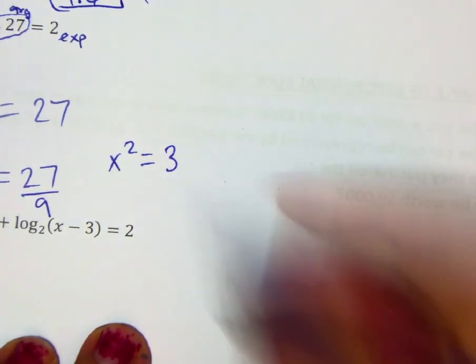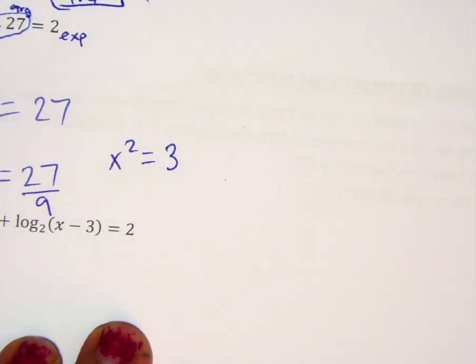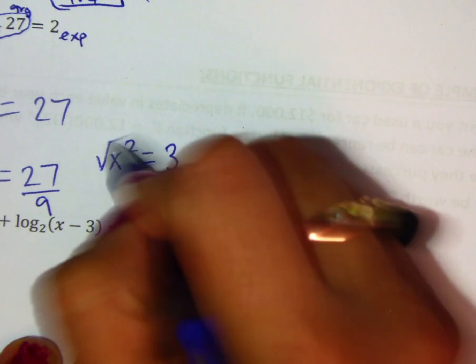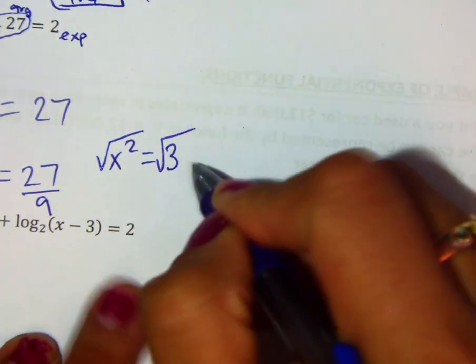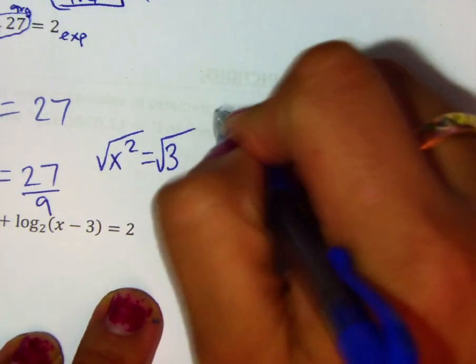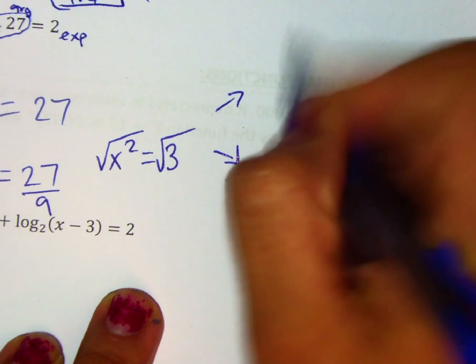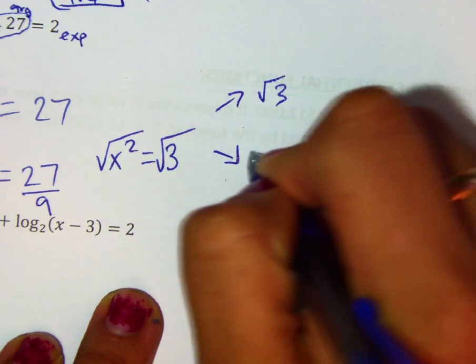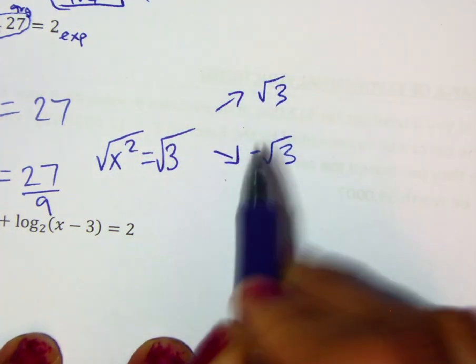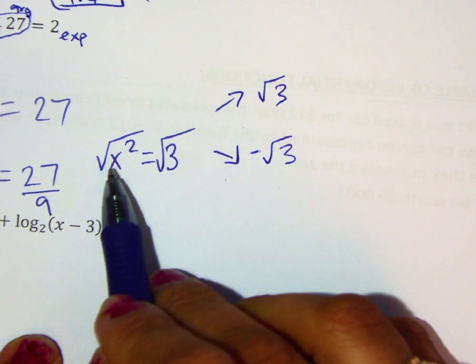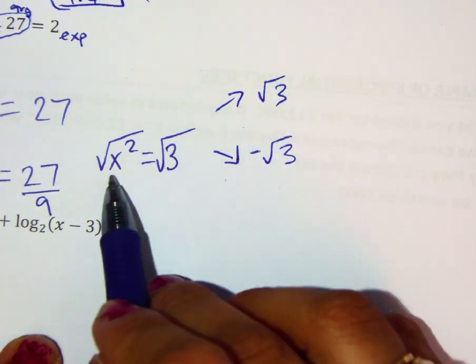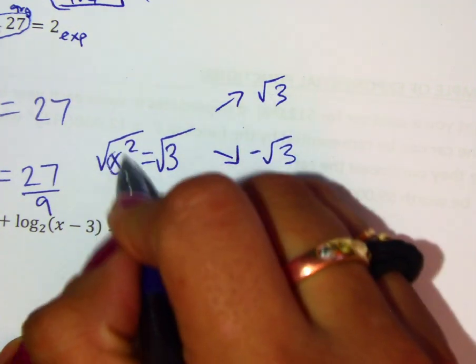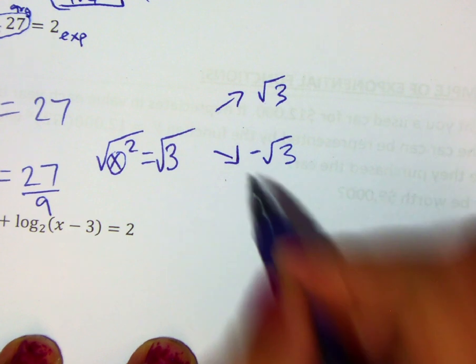To solve for x, we need to undo the squaring, so that will be done through the square root. And when we do the square root, we need to remember that there is a positive and negative answer. There's a positive square root of 3 and a negative square root of 3. Negative times negative is positive, and positive times positive is positive. So here, this x value could result in both of these.